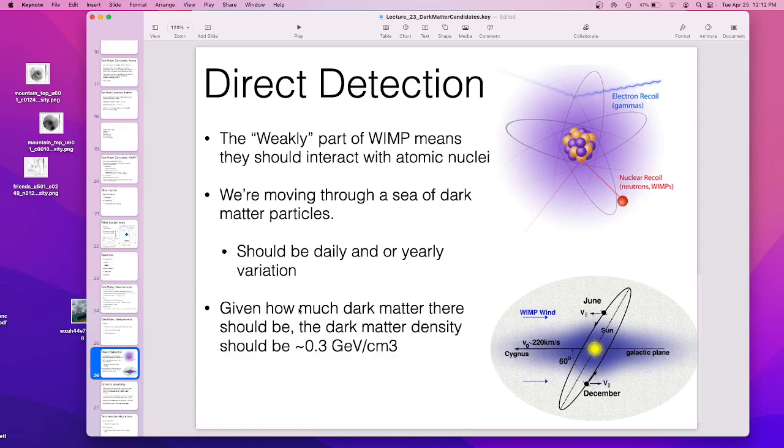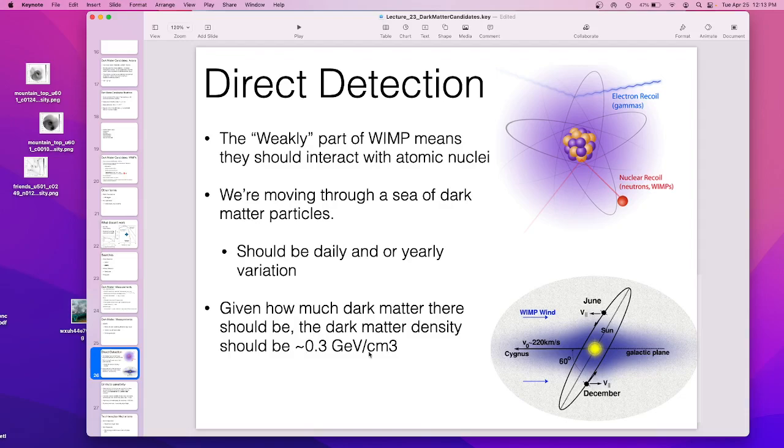So I take my telescope, which is just a tank of maybe water, maybe xenon. We'll talk about that. And if I can see some signal that modulates with where we are in the solar system orbit, then that's a big signal. And we know how much dark matter density there should be. It should be in the Milky Way at the solar circle about 0.3 GeV per cubic centimeter.